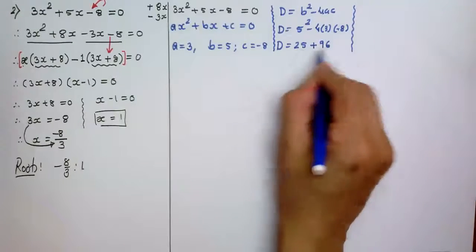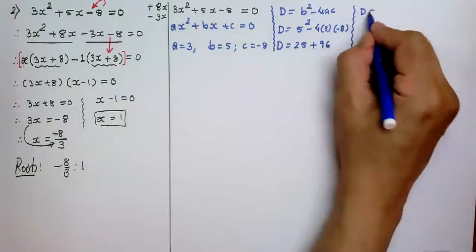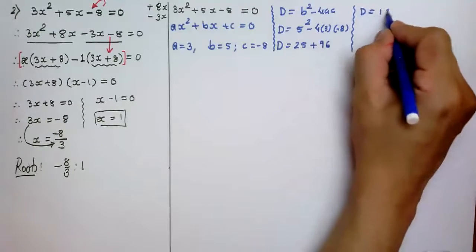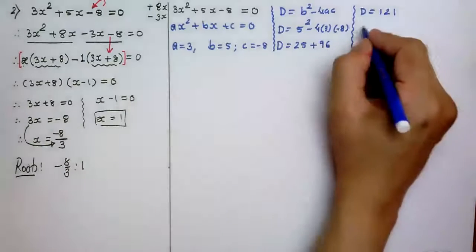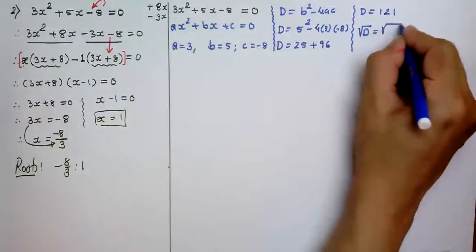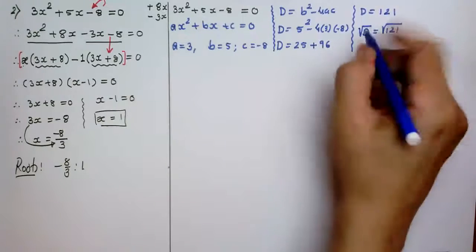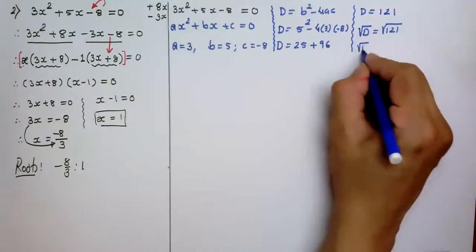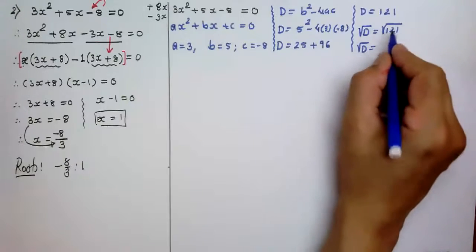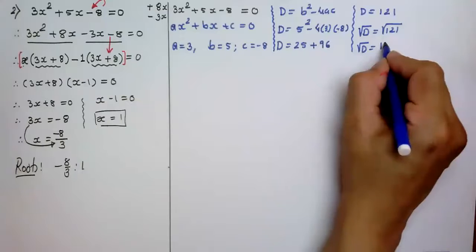So addition, the sum of these two is 121. 96 plus 25 is 121. I need the square root of this D. So the square root of 121, that you have to remember. 11 11s are 121. So the square root of 121 is 11.